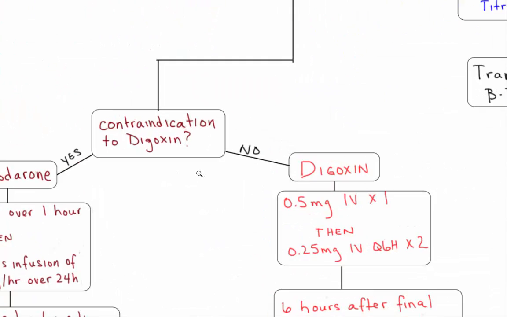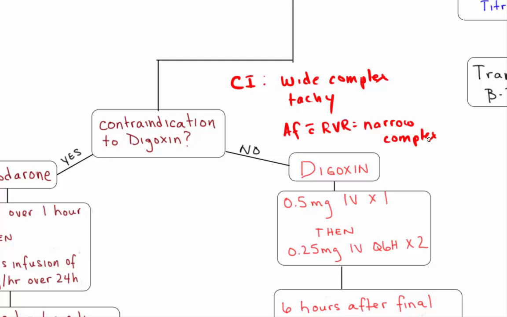Now, if they don't have any contraindications to digoxin, and really there aren't many absolute contraindications to digoxin, probably the biggest one though is if it's a wide complex tachycardia, which is going to be a little bit more rare to come across in practice. It definitely does happen. I've seen my fair share of wide complex tachycardias in patients. But for the purpose of this lecture, we're just purely talking about Afib with RVR, which is going to be a narrow complex tachycardia. And in a narrow complex tachycardia, we're okay to use digoxin.